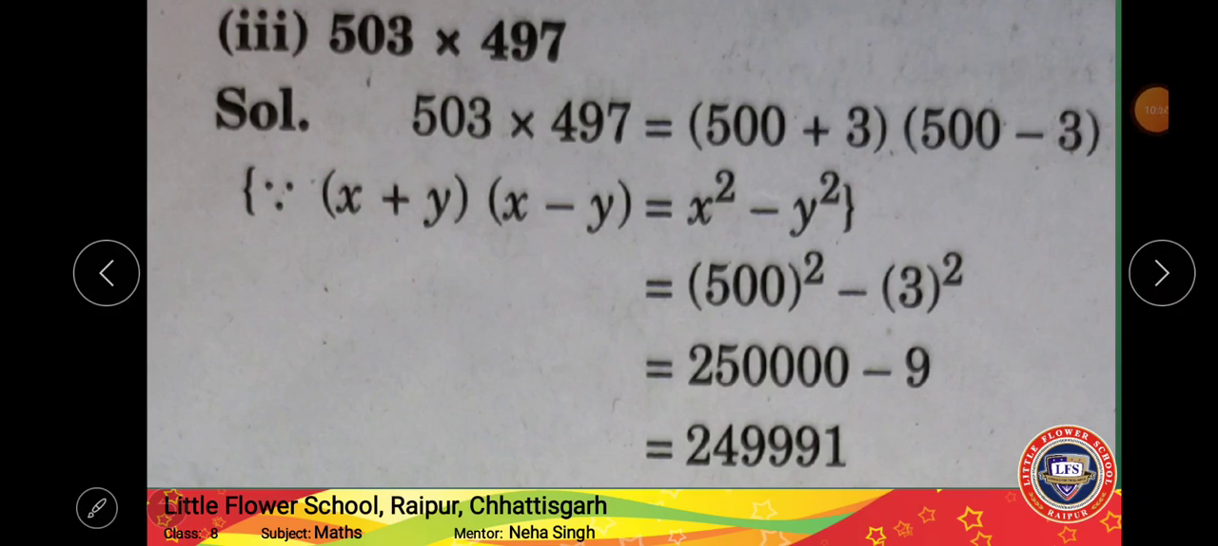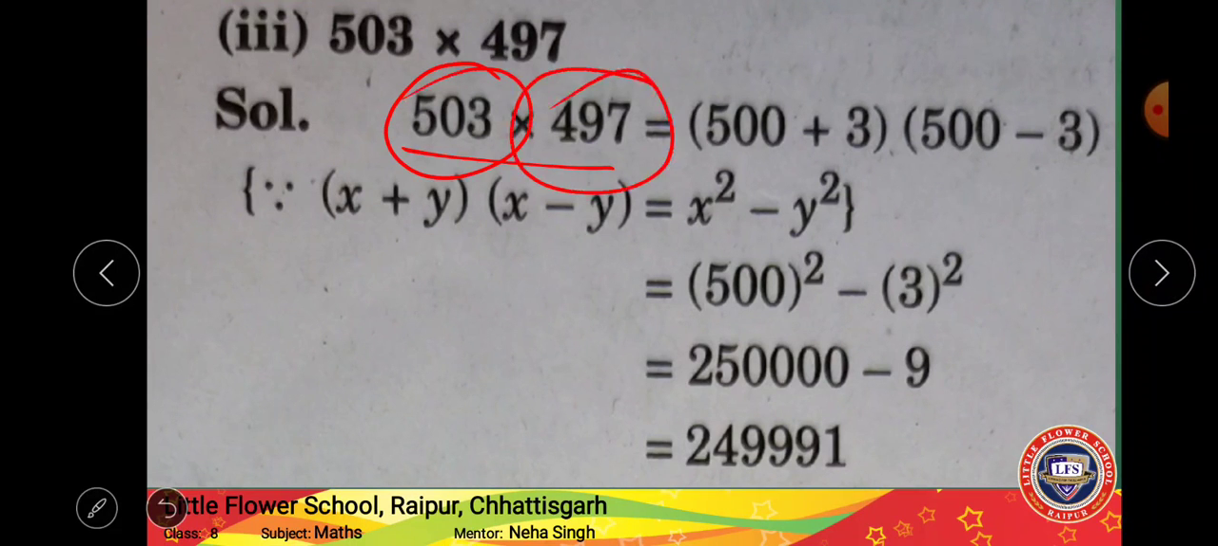Next, 503 into 497. Then see what we'll do. Here also I can write 500 plus 3 and 500 minus 3. Right? See, this term a and b or x and y should be same. Therefore, I am writing 500 plus 3 and 500 minus 3. Rest all is the formula.